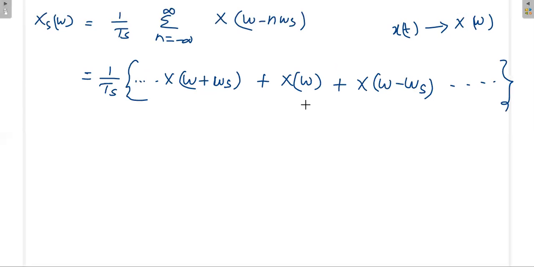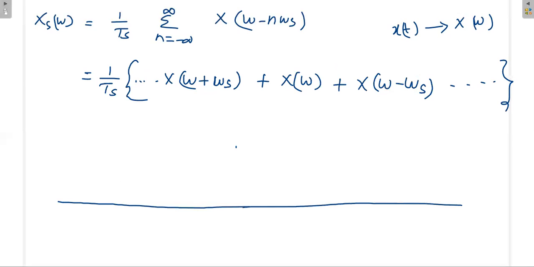Now what is X of omega minus omega s? That means X of omega shifted by omega s. First draw the X of omega. Again, X of omega shifted by a factor of omega s, that means a right shift by the factor of omega s. Now the question is, what is omega s? From our basics, we know that omega s should be at least twice the fm. Suppose this is 0, and this is the maximum frequency. Then by what amount do you have to shift this diagram?